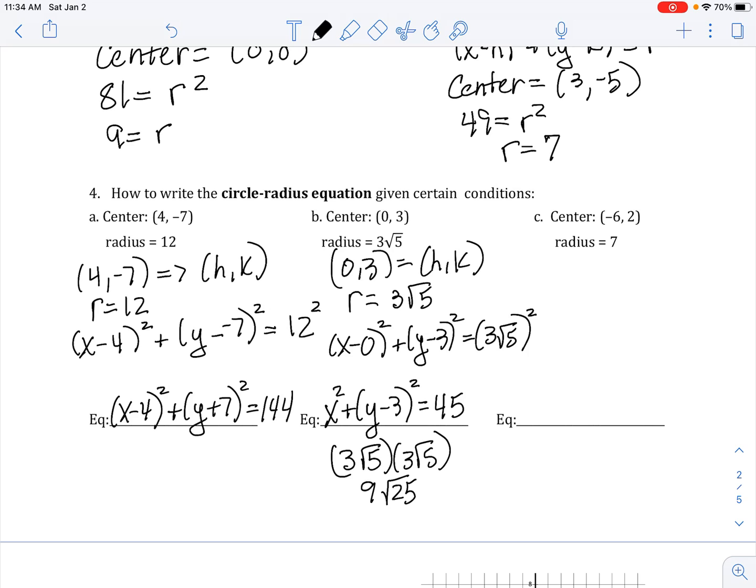Okay, for 4C, I'm going to go ahead and have you put that into the equation by yourself and put your answer in the box. You can just use the little caret and 2 for the squared part. Okay, so the answer is x plus 6 squared plus y minus 2 squared equals 49.